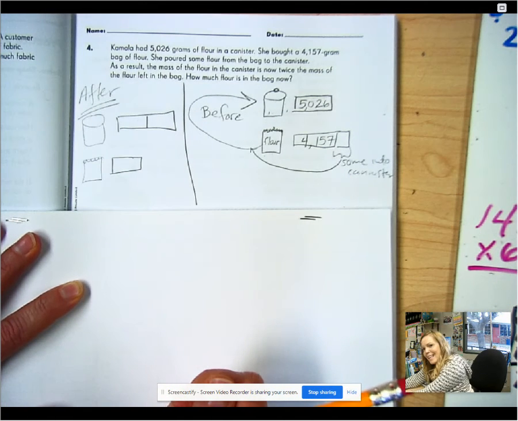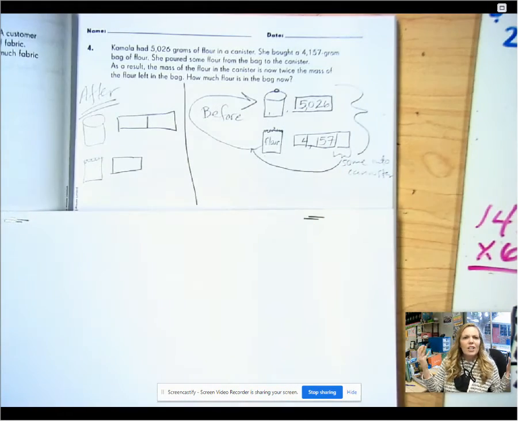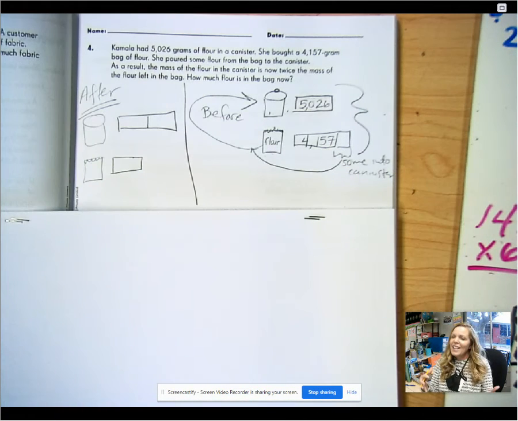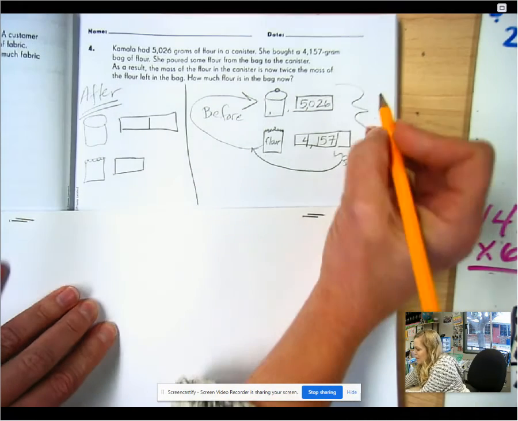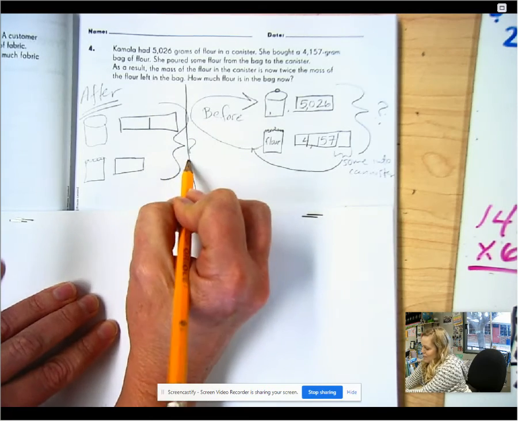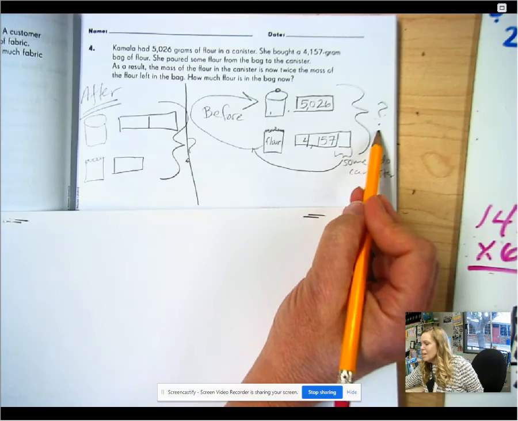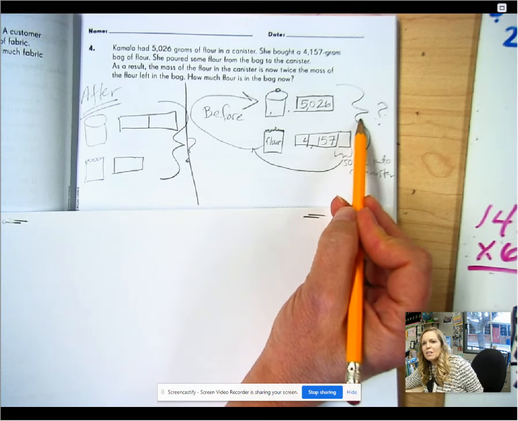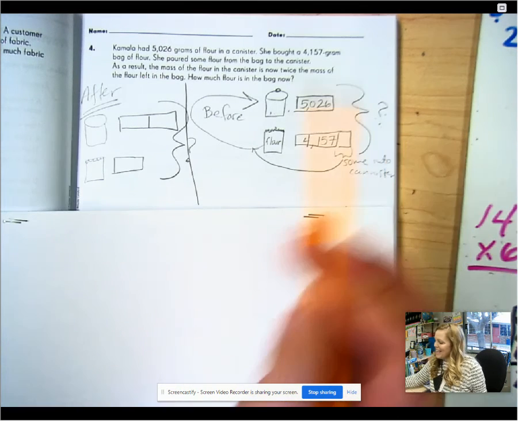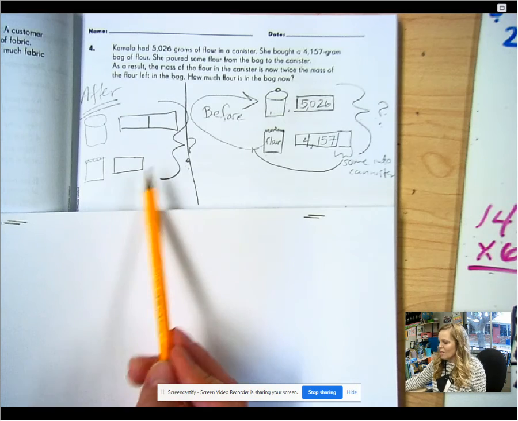Now, this is a problem where the flour doesn't leave her shop. Kamala doesn't give flour to Miss Nawg-Dave. Kamala doesn't give Ellie some of the flour. The same amount of flour that you start with ends at the same amount. So, how do you solve for how much total flour? You should know what that bracket means, because the total amount of flour is the same total amount here. It's just the portions are different.